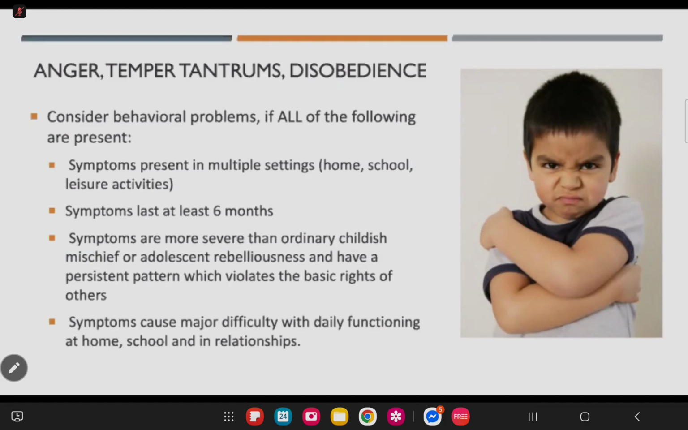So consider behavioral problems if all of the following are present. Symptoms are present in multiple settings such as home, school, and leisure activities, and they last for at least 6 months. Symptoms are more severe than ordinary childish mischief or adolescent rebelliousness and have a persistent pattern which violates the basic rights of others. Symptoms can cause major difficulty with daily functioning at home, school, and relationships.